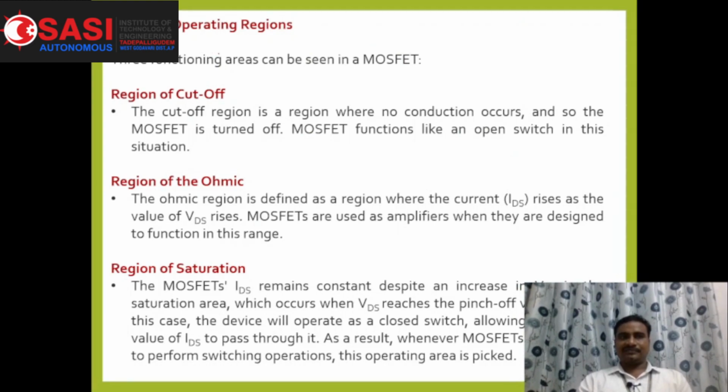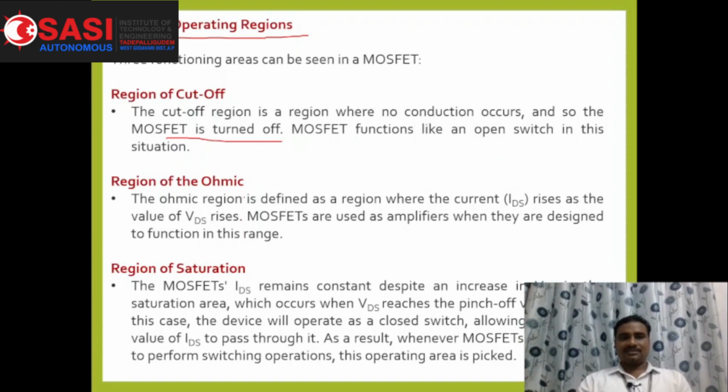So what are the regions in MOSFET? The MOSFET can be operated in three regions. One is the cutoff region. The cutoff region is a region where no conduction occurs, so the MOSFET is turned off and functions like an open switch in this situation. Whenever there is no conduction between drain to source or source to drain, that is the cutoff region, and that situation can be called an open switch or off state of the switch.